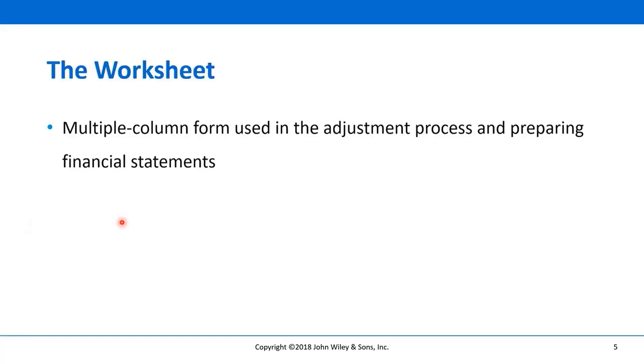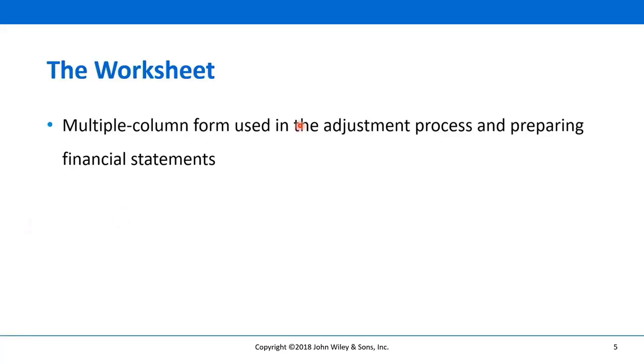To keep the video short, within 15 minutes, we have divided the worksheet videos into 2 segments. So, the worksheet. What is a worksheet? It's a multiple column form used in the adjustment process and in preparing financial statements. You'll see in the next few slides that there will be multiple columns in the worksheet, and you'll use these columns for the whole adjustment process. And you can also prepare the financial statements from the worksheet. No worry about that, you will see.